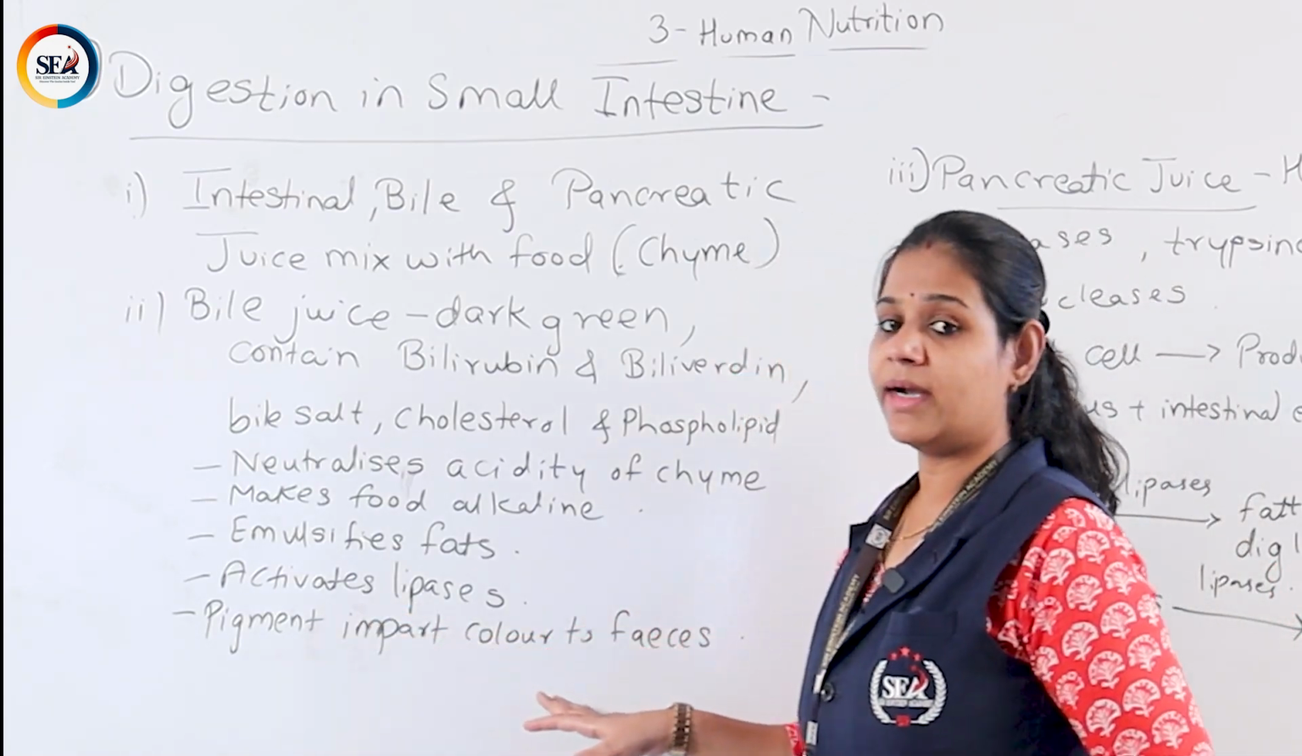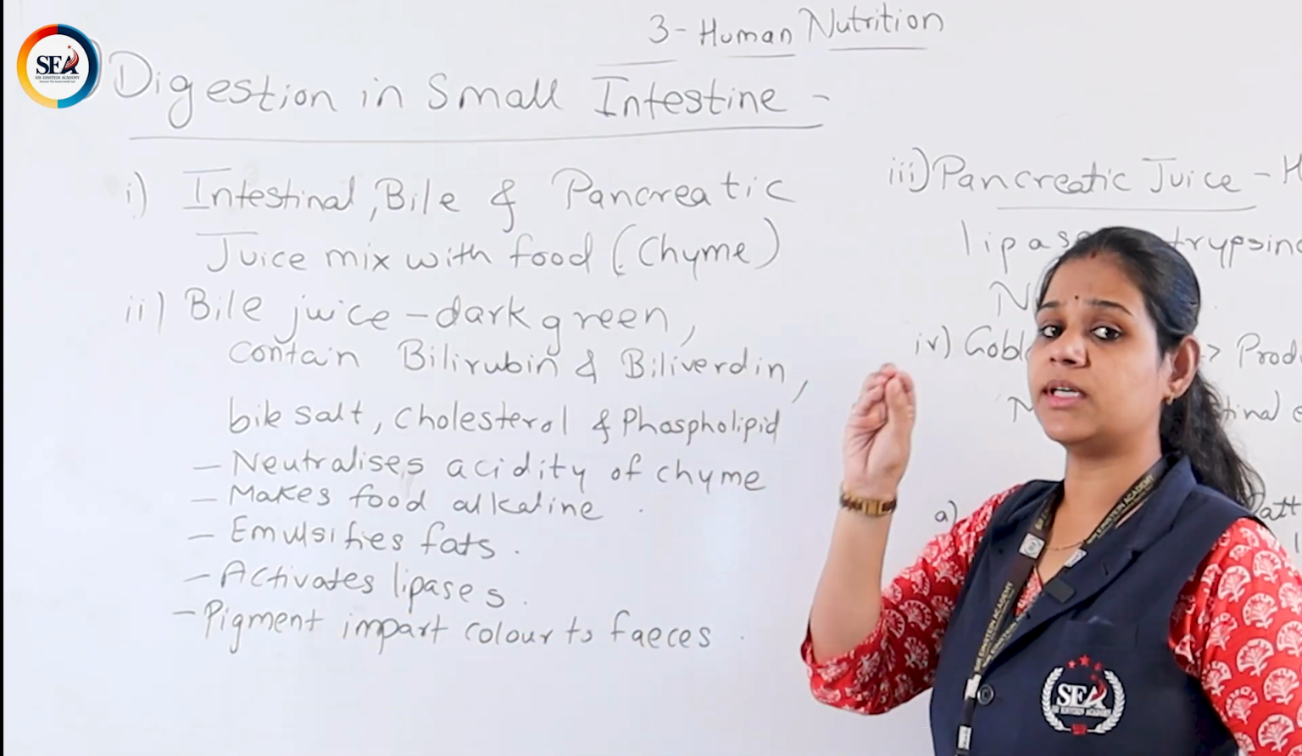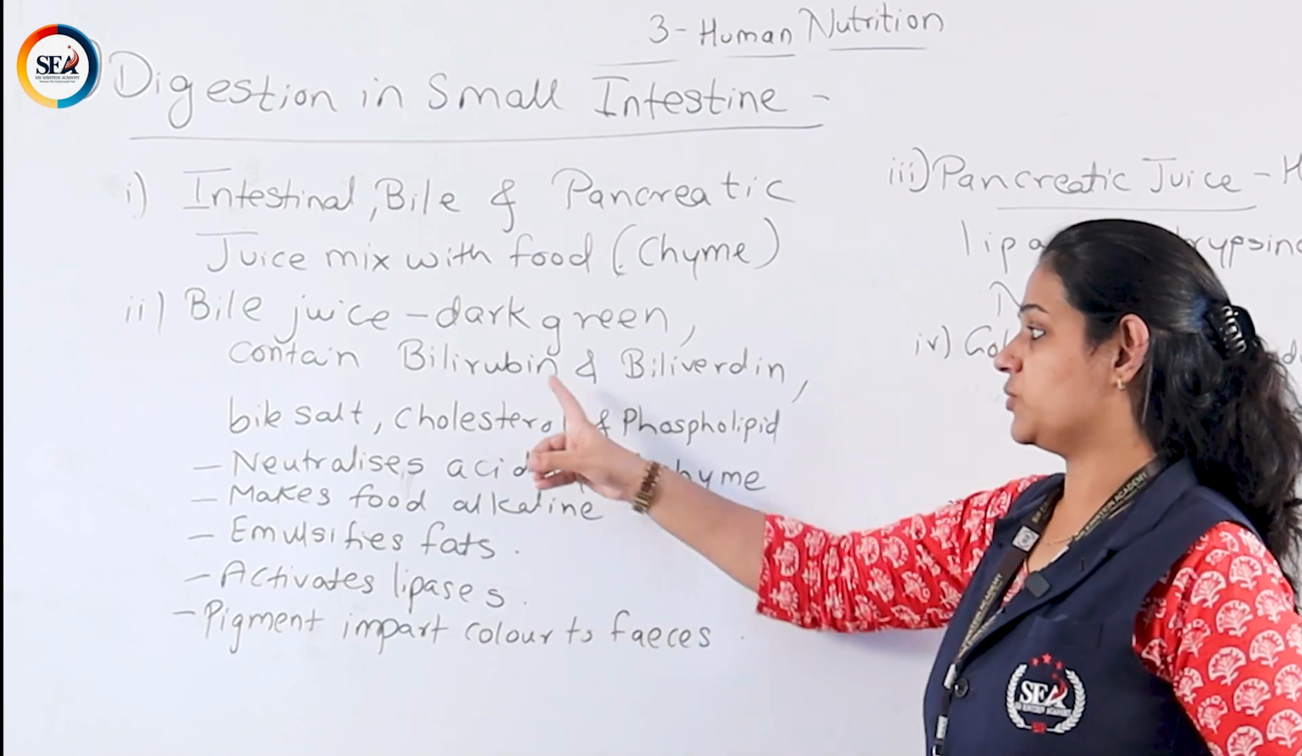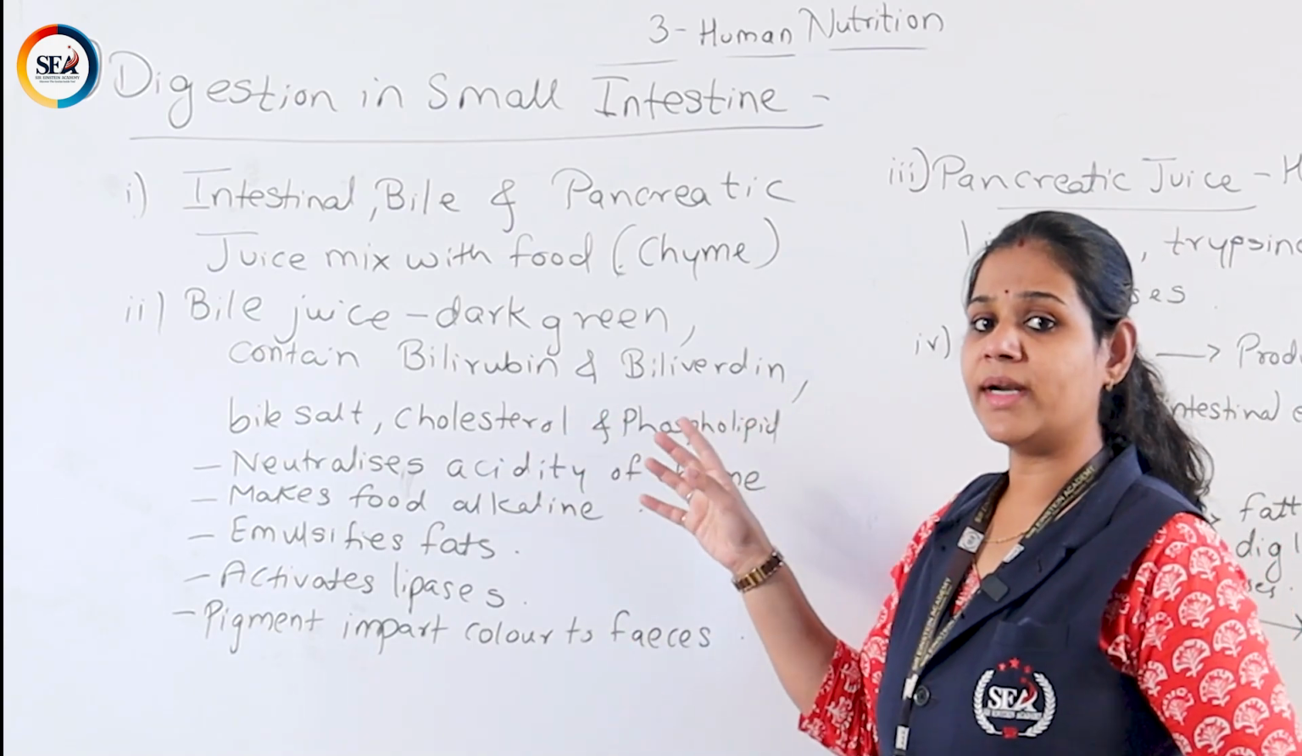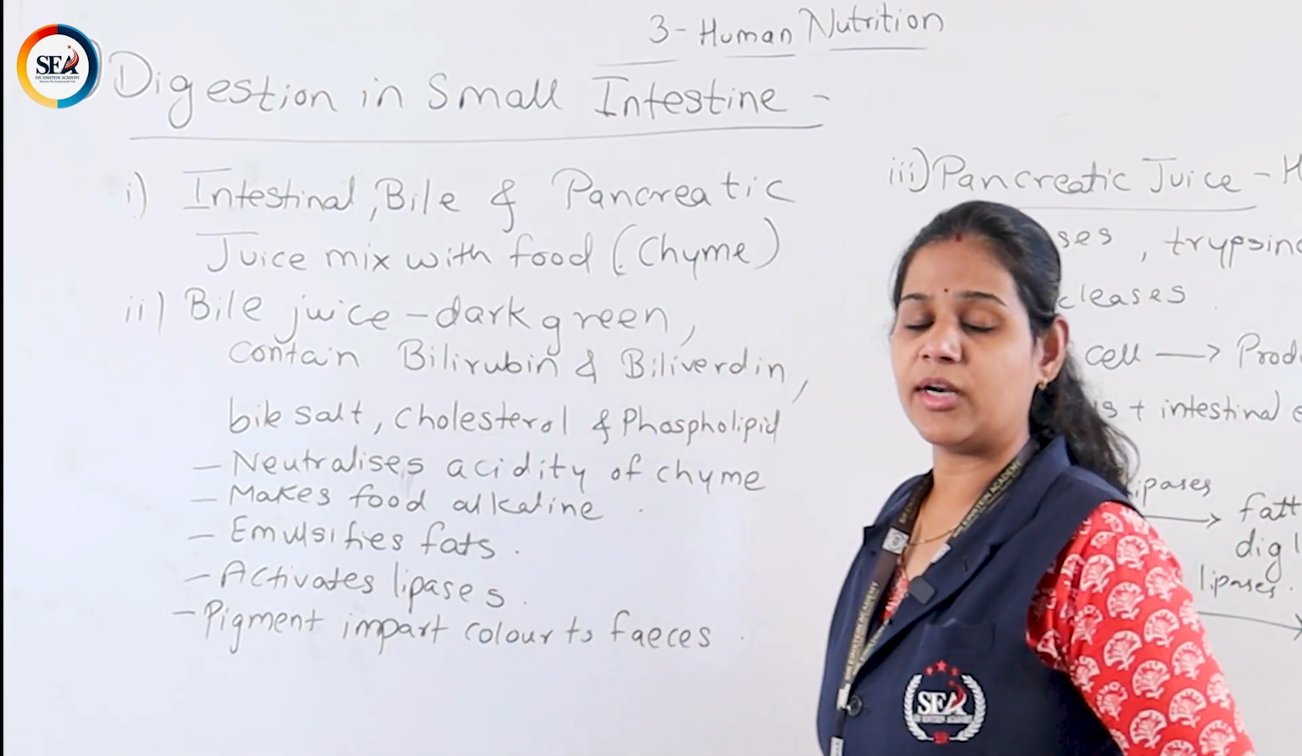Lastly, the pigments impart color, which we have already seen. It gives color to the fecal matter, that is bilirubin and biliverdin. These two pigments give the color to the fecal matter or the feces.